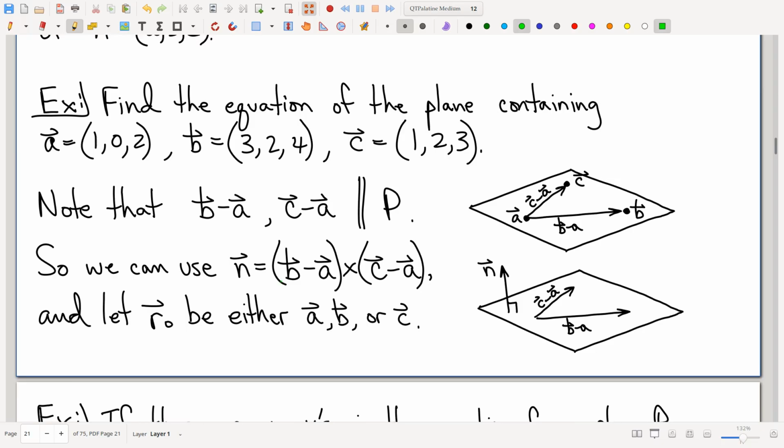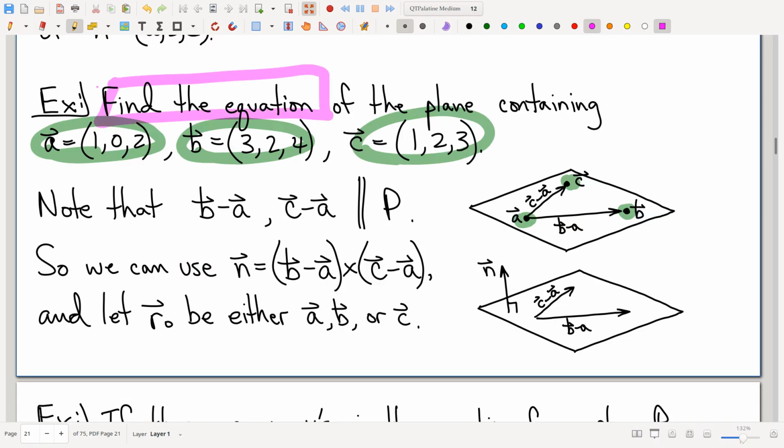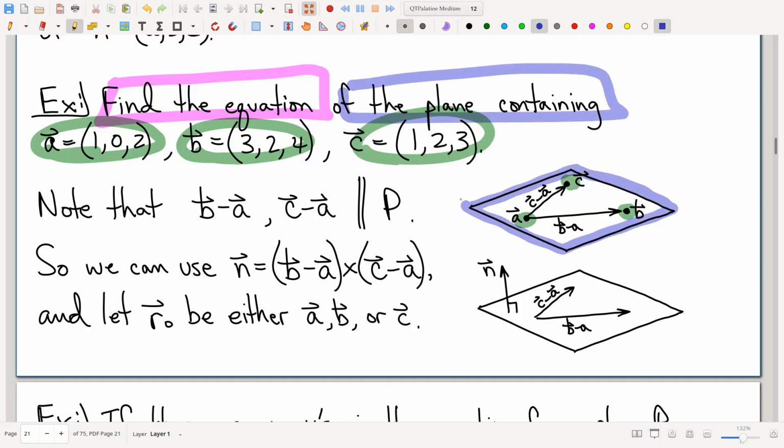Okay, real quick example. Let's see here. Let's suppose we are given these 3 points, which I'm going to draw, let's say like that. And the question is to find the equation of the plane that contains them. So here's the plane that contains them. I want to find the equation of that plane defined by those 3 points. Everybody see the question? Okay, all right.